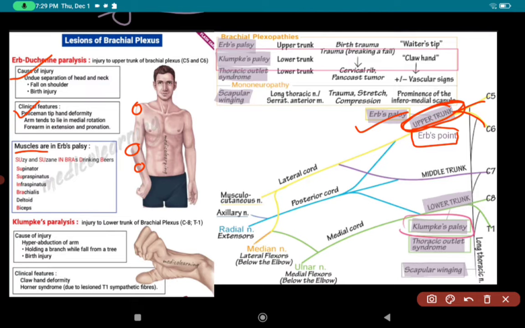Now coming to lower trunk injury. Injury to lower trunk will cause Klumpke's palsy. In Klumpke's palsy, we can see there is clawing of hand. Cause of injury for Klumpke's paralysis or palsy will be hyperabduction of arm or birth injury. Clinical features will be claw hand deformity, peculiarly seen.